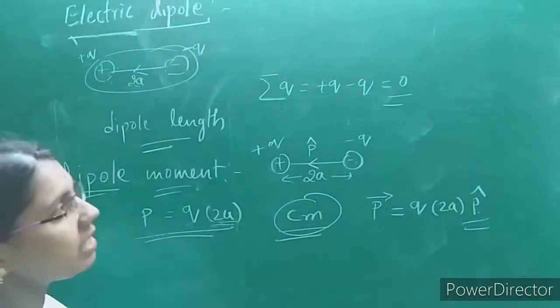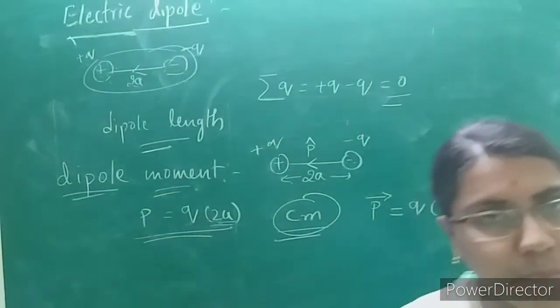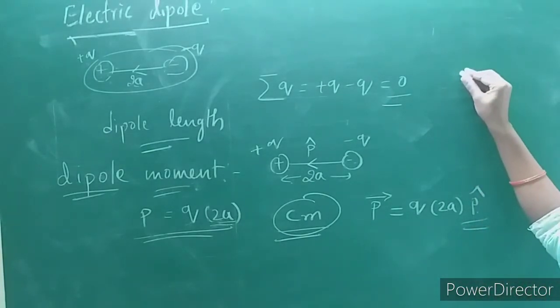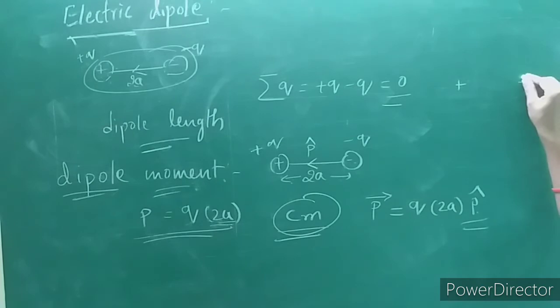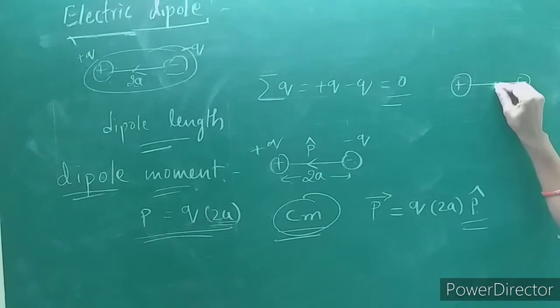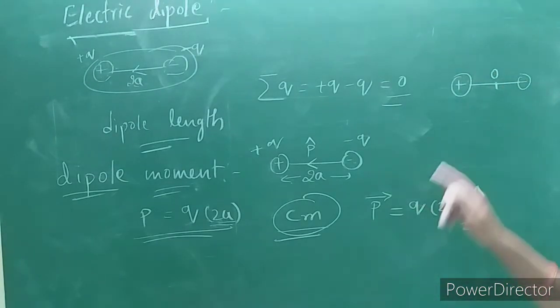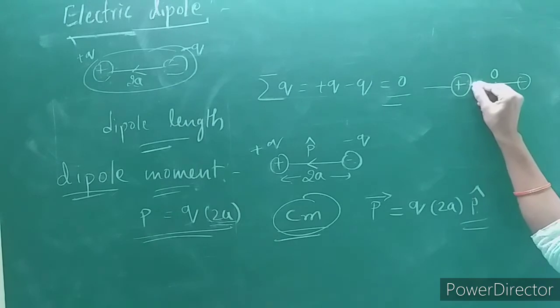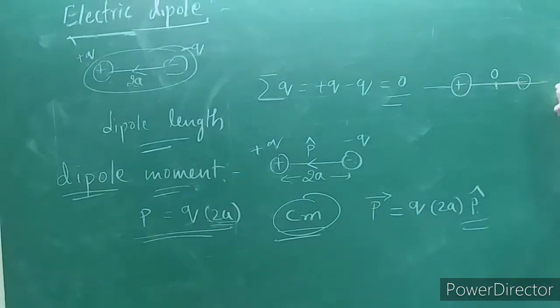Then, let us discuss some definitions related to this dipole moment. If we consider an electric dipole, the midpoint between the two charges in a dipole is called the dipole center. The center point between the two charges in a dipole is called the dipole center. The line that is passing through the center of the dipole along the axis will be called the axial line.